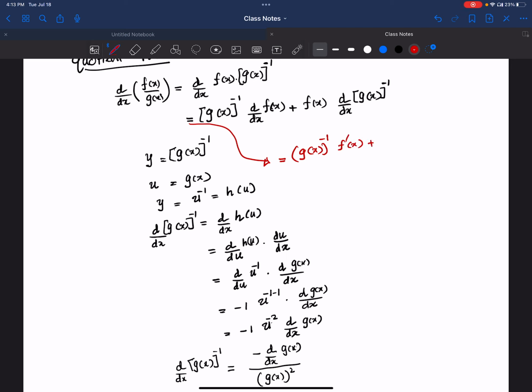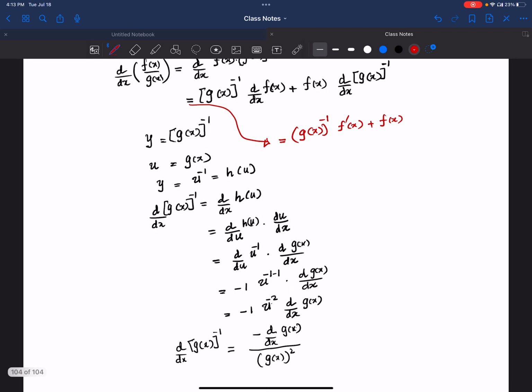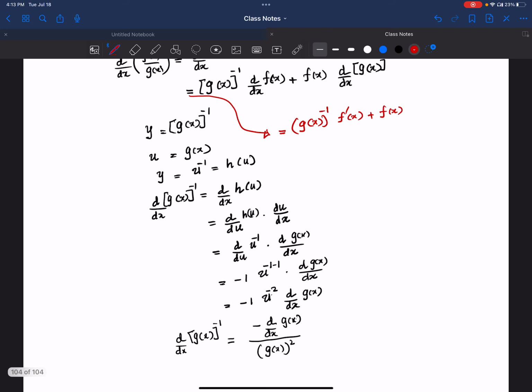F prime x plus f of x, right? And substitute this one here, right? I'm going to erase that arrow. It's going to be multiply negative d over dx g(x) divided by g(x) squared, right?